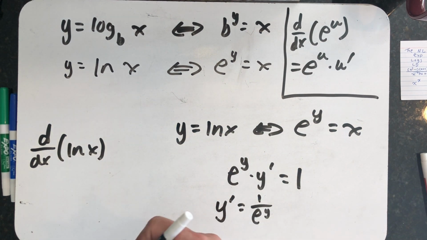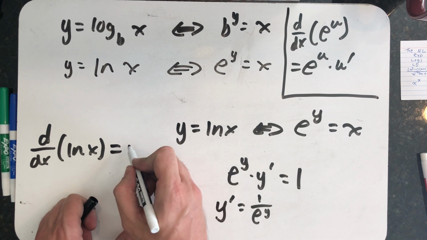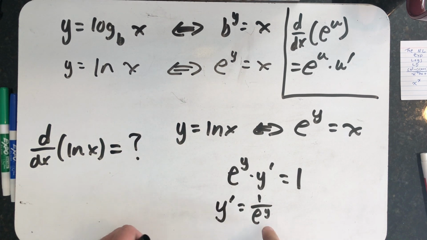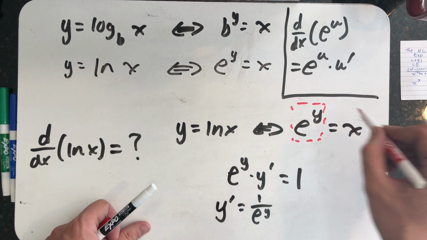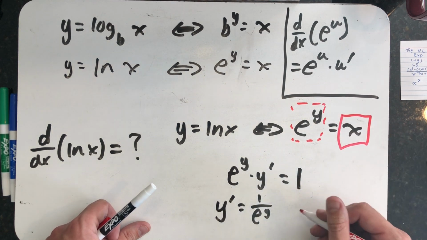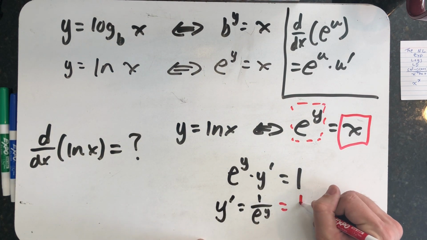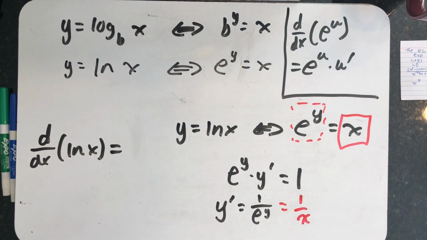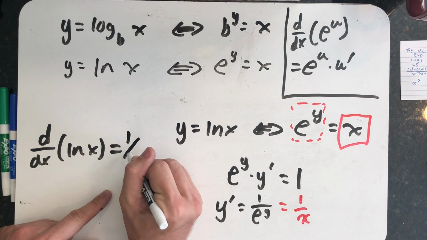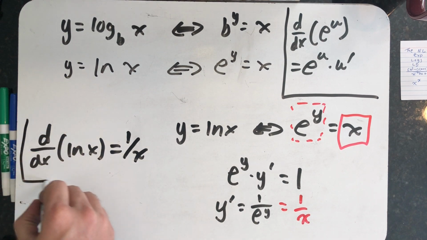But I want a formula here for the derivative of the natural log of x, and I don't want it to be in terms of y. I want it to be in terms of the independent variable x. Well, if I look here, e to the y is literally equal to x. So y prime would be 1 over x. And now I have my formula. The derivative of the natural log of x is 1 over x.